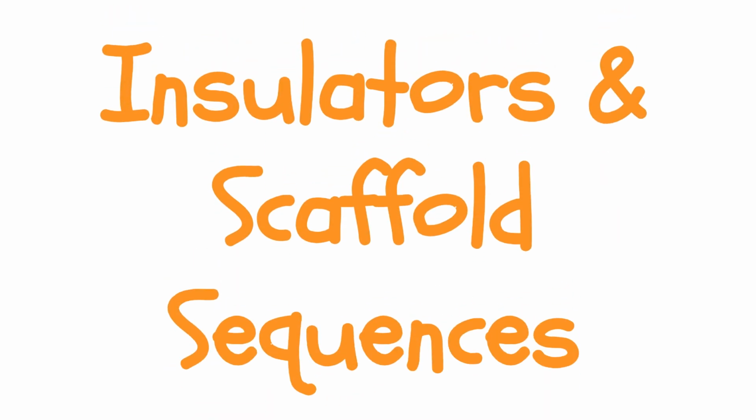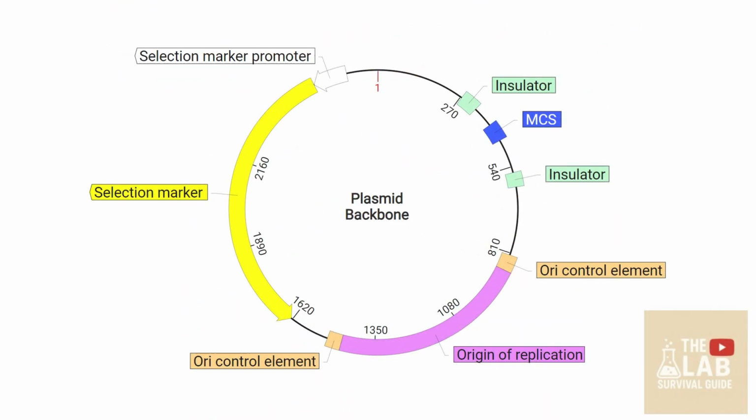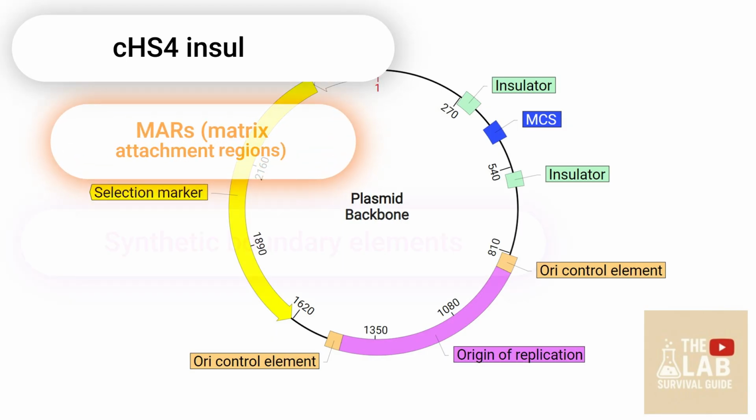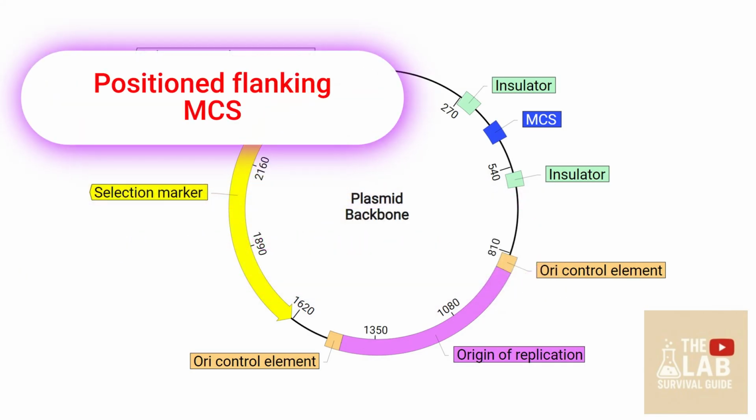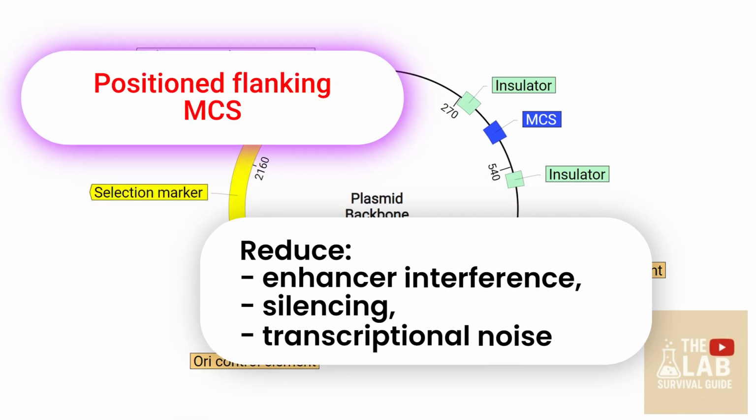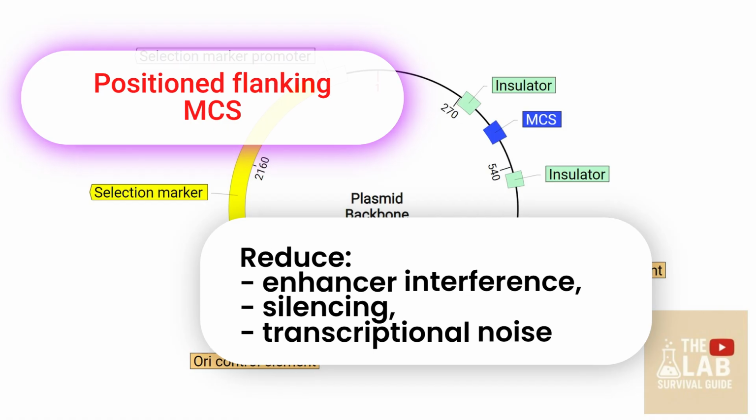Insulators and scaffold sequences. Advanced plasmids include insulators or scaffold sequences to stabilize expression and prevent interference between backbone and cassette. They are positioned flanking the expression cassette to reduce enhancer interference, silencing, and transcriptional noise. But their performance is highly context-dependent, and cell type and chromatin state matter.